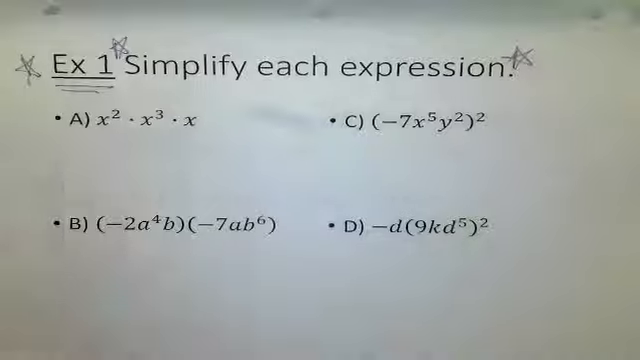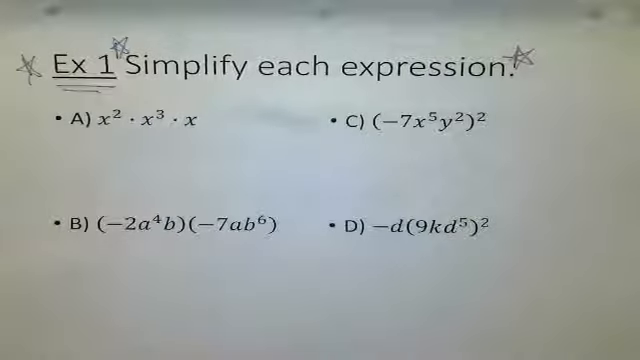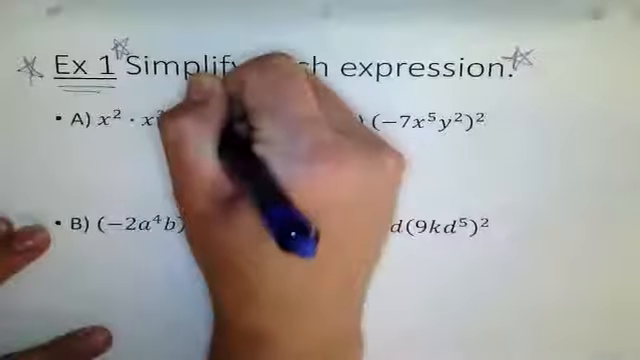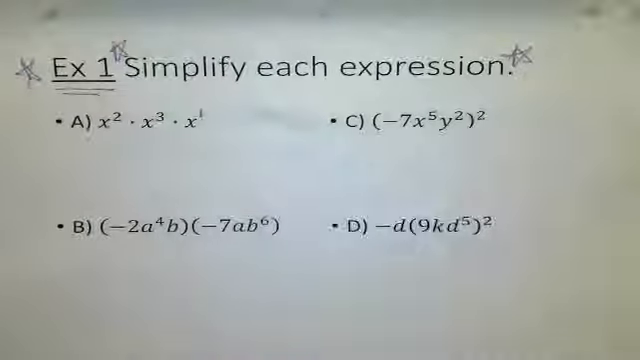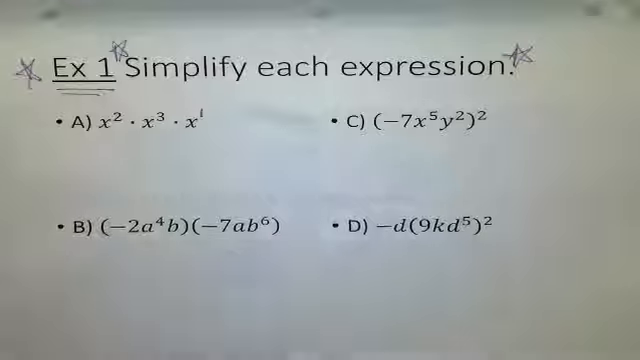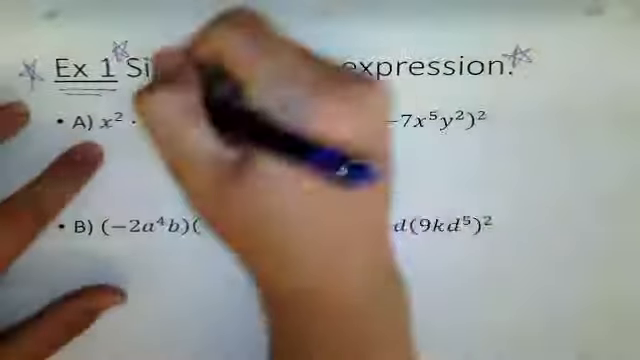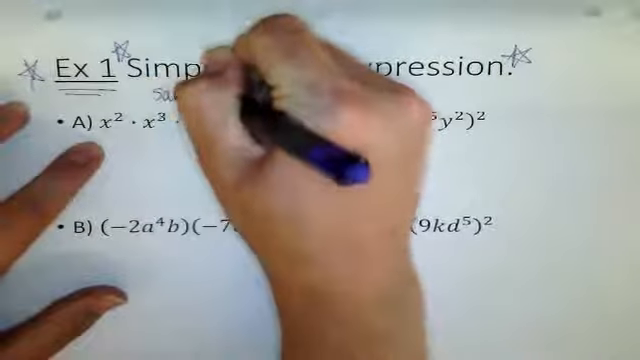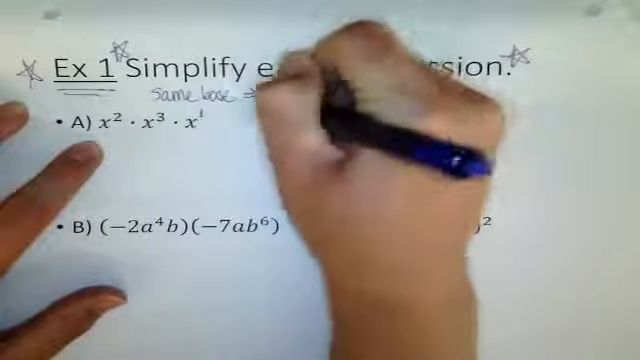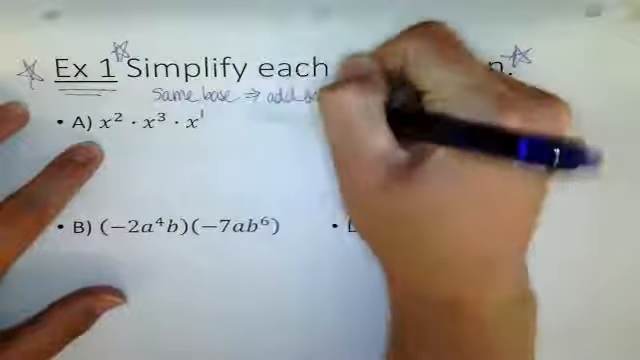So we are working with exponents. And right here, my first problem, number A, x squared times x cubed times x to what power? X to the first. There's always an exponent, and it's important that you recognize that. If there's nothing there, it's a 1. Now, if an expression has all the same base, what do you do when you have the same base? You add the exponents. Good.